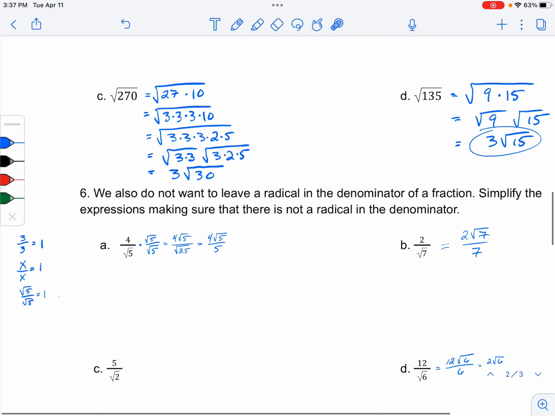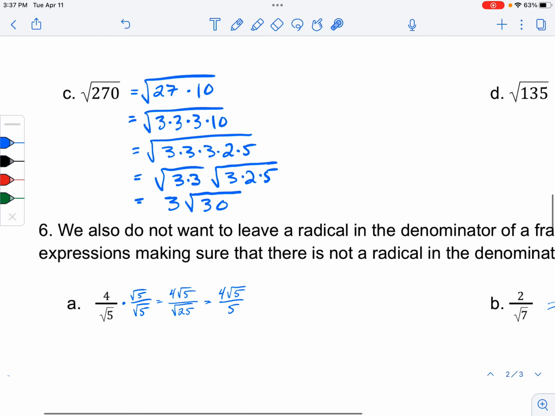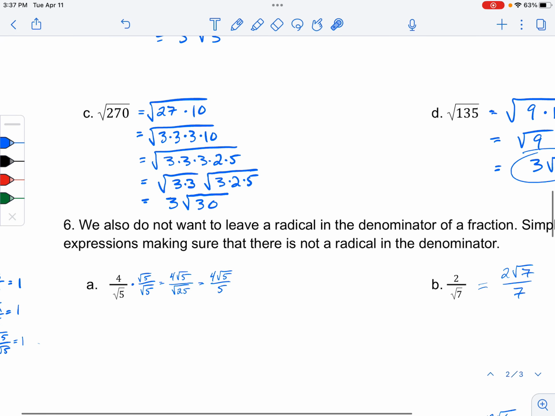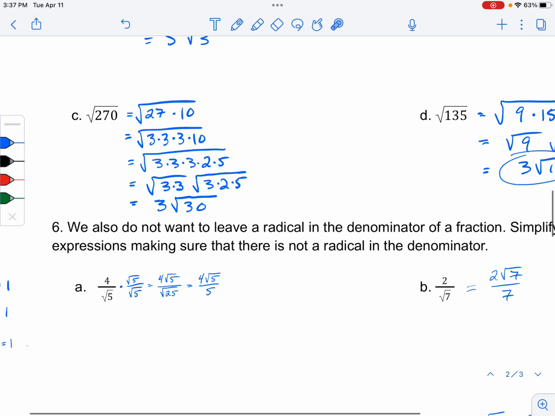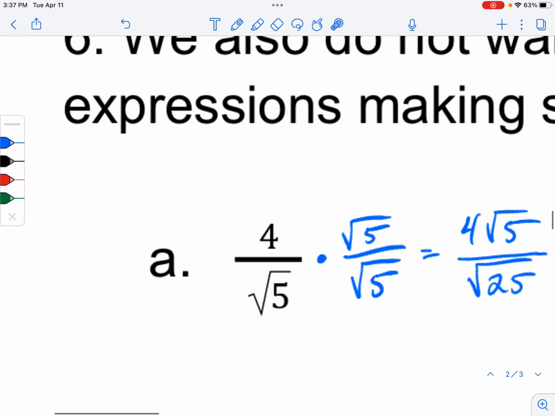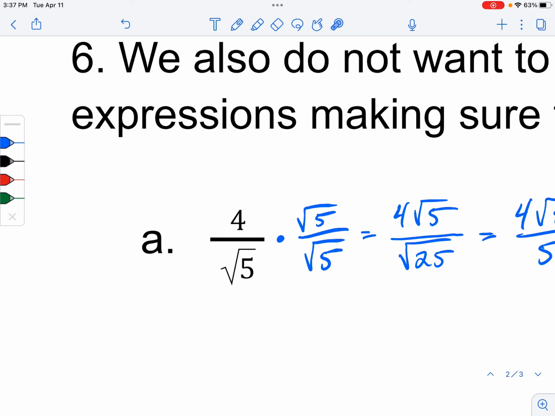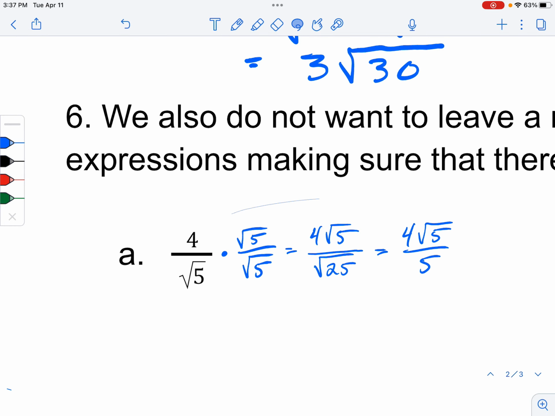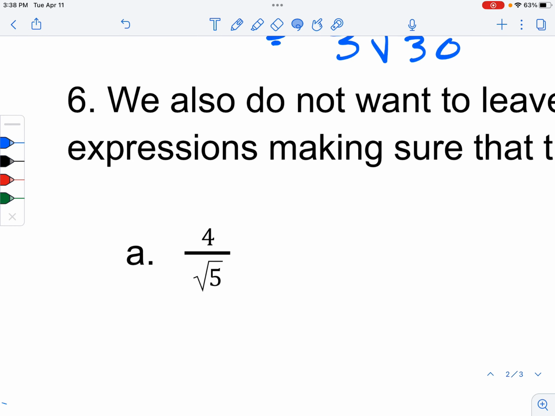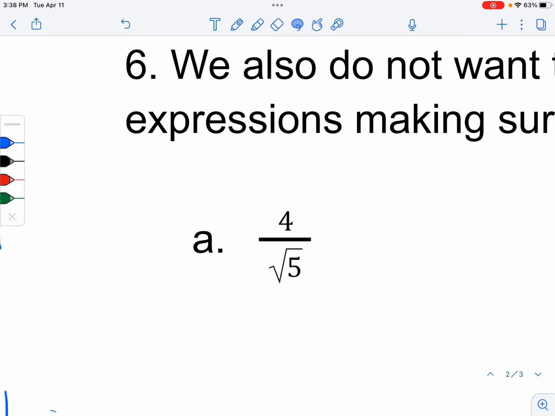And the final topic here is not leaving a radical in the denominator. So if I have, for example, this 4 over the square root of 5, what I want to do is remove that radical from the denominator. And actually, I'm going to backtrack and erase this a little bit so we can think about it from scratch. I don't want to change the value of this expression. I want this to stay the same. I just want to make it look different. I want that denominator to not have a radical in it.